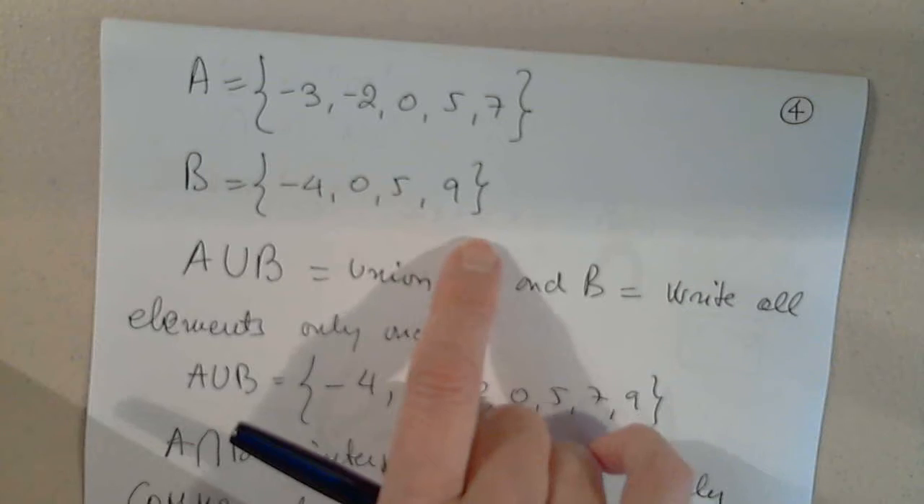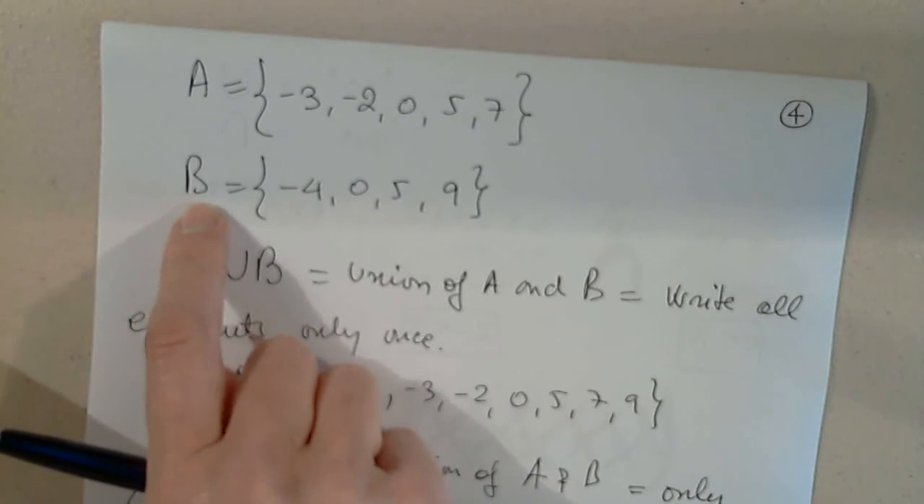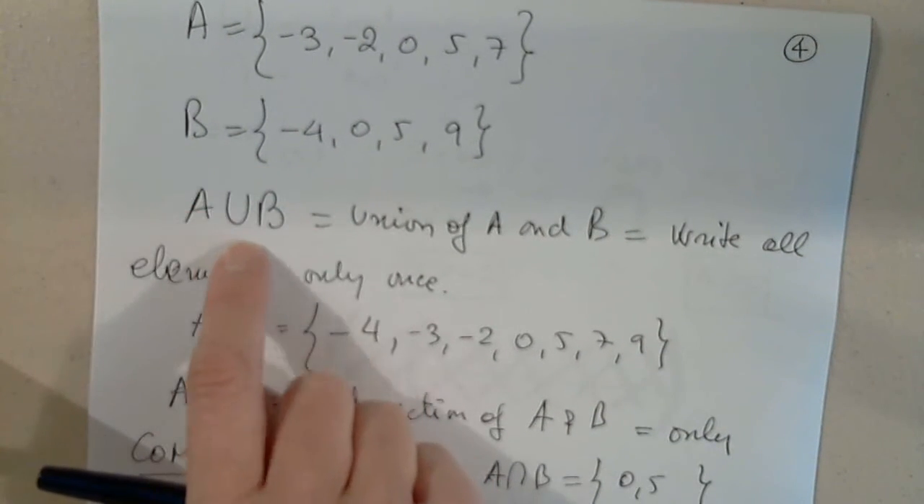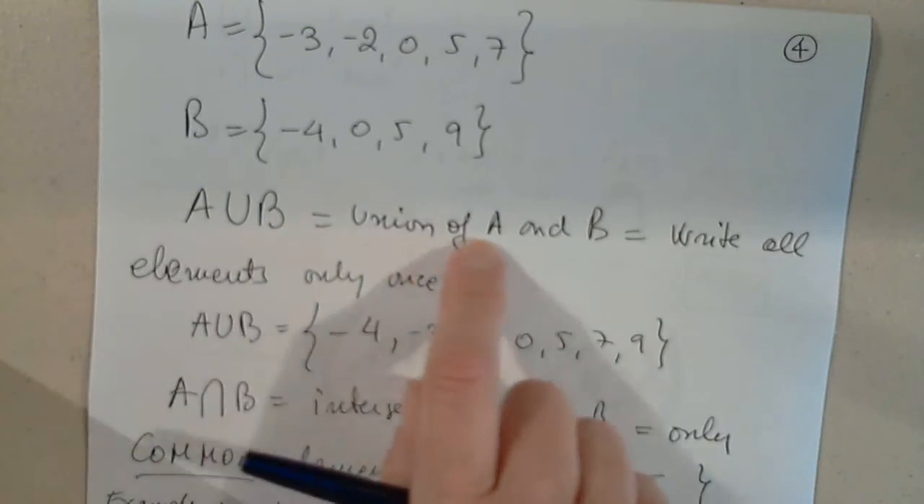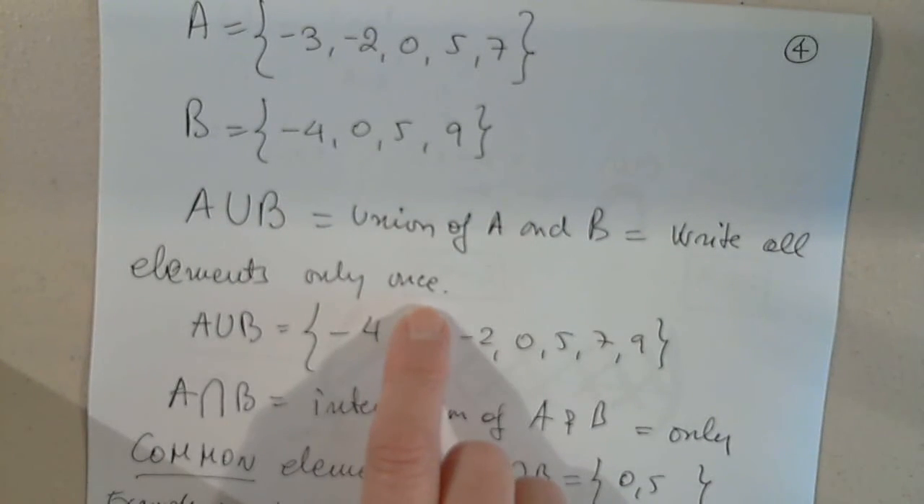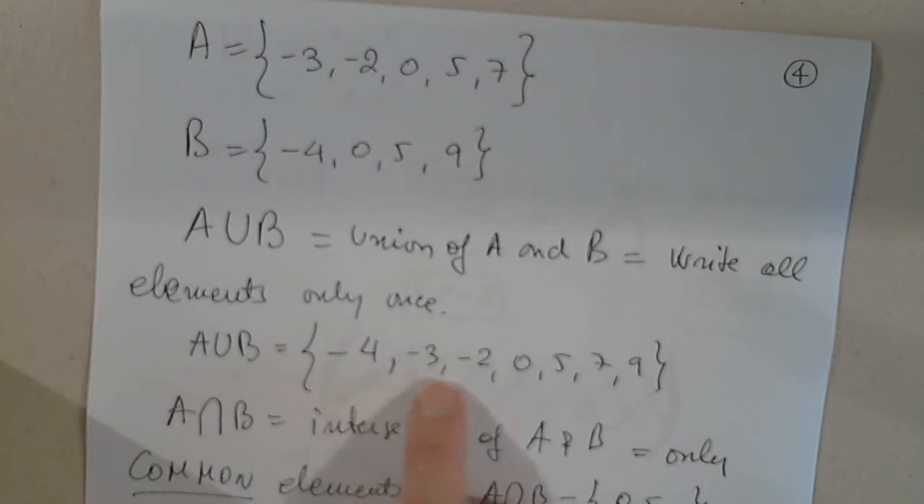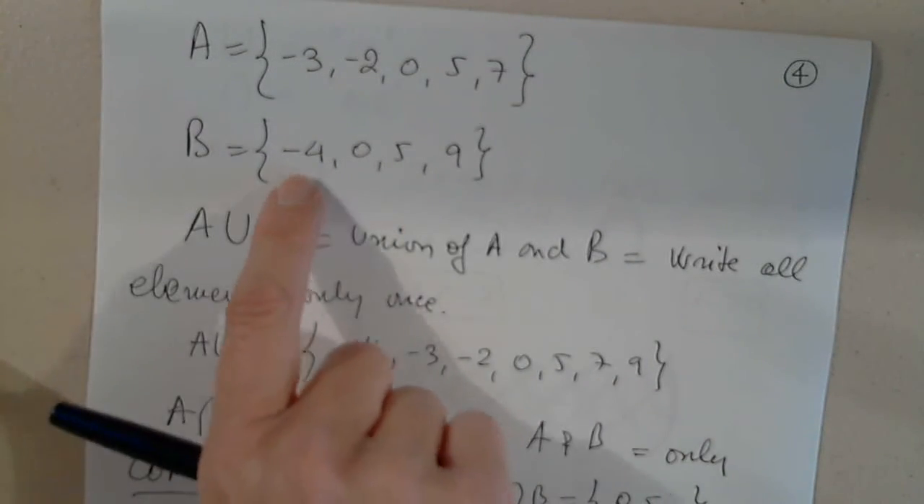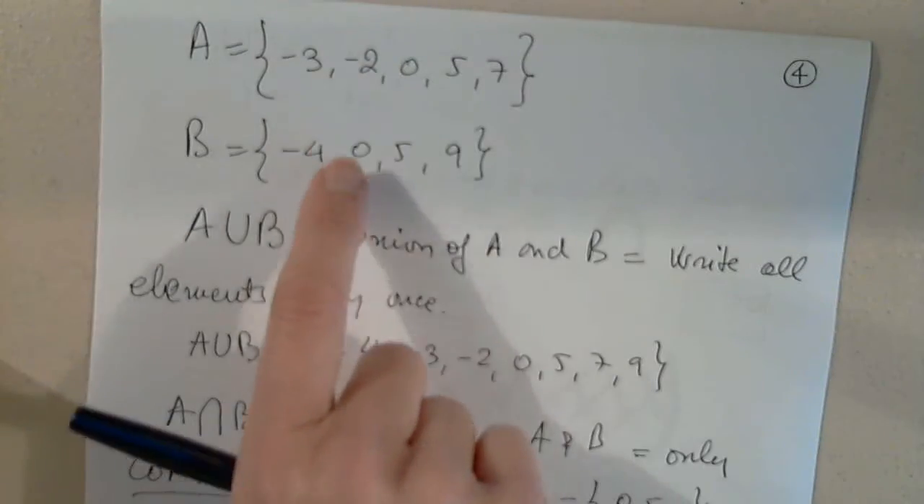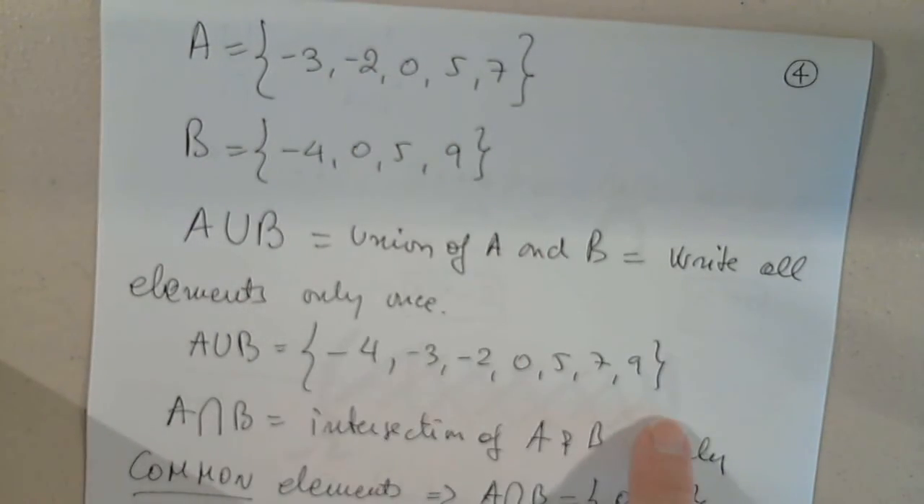So this is a roster notation. I picked two sets, set A and set B. In order to determine the union of those two sets, we have to write all elements only once. So from all these, we realize that this is the union: -4, -3, -2, 0, 5, 7, and 9.